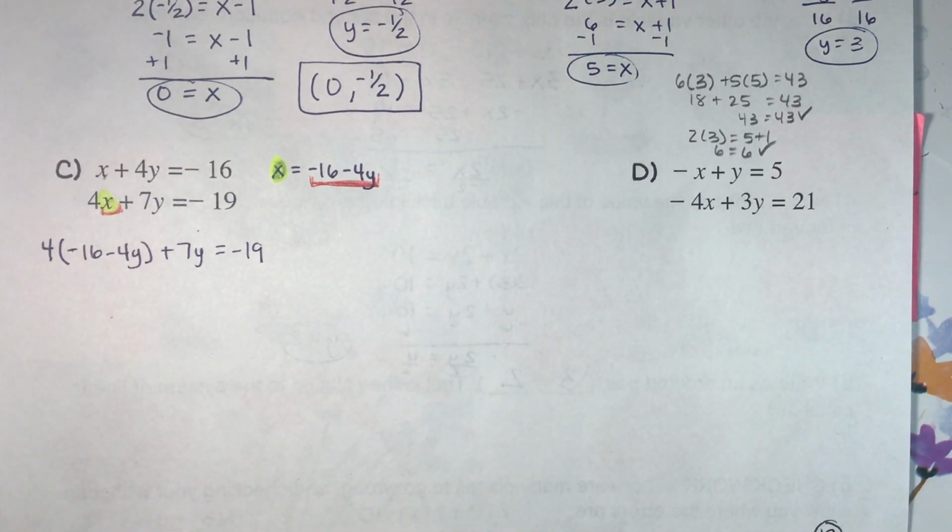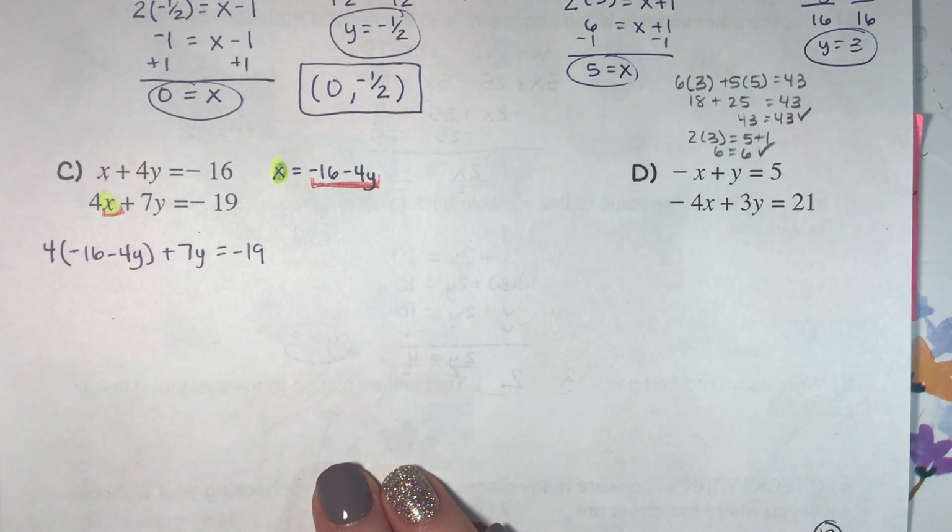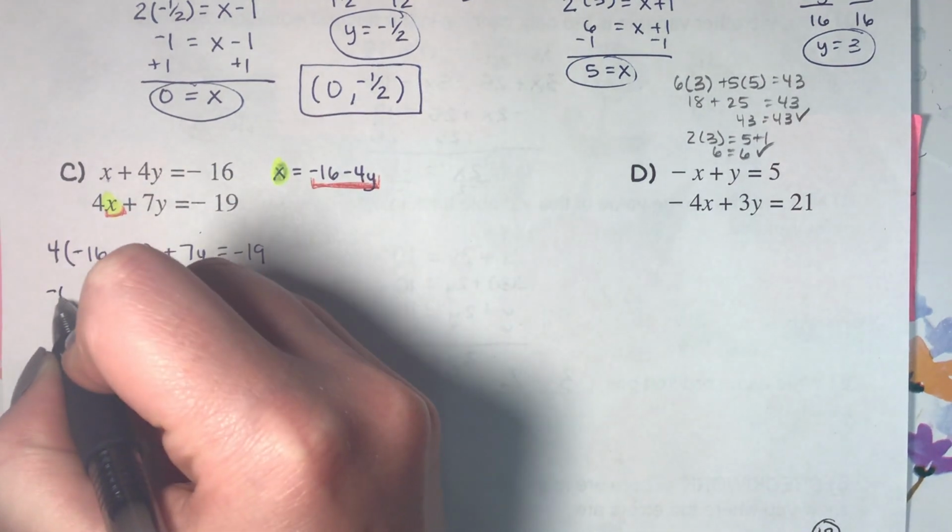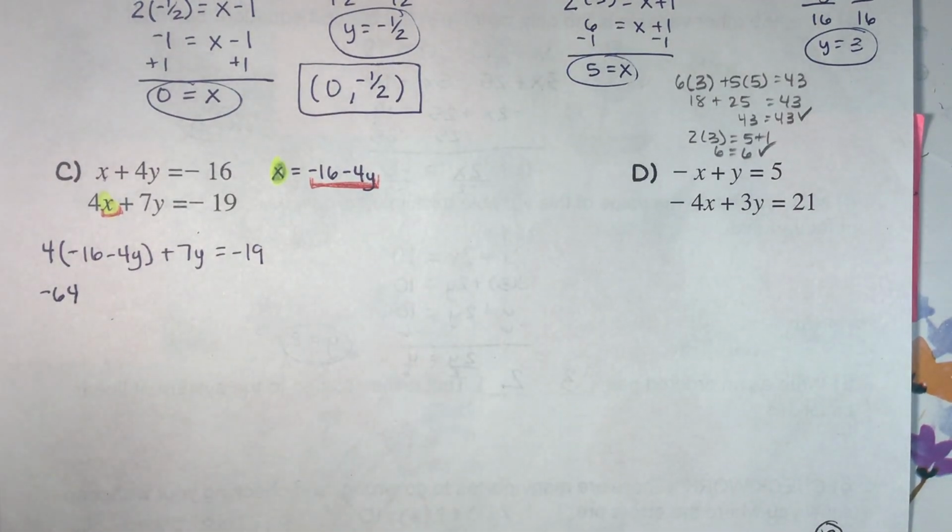I need to distribute, and we're getting some bigger numbers, but that's okay. You can just use your calculator. 4 times negative 16 is going to be negative 64, and I can double check that.